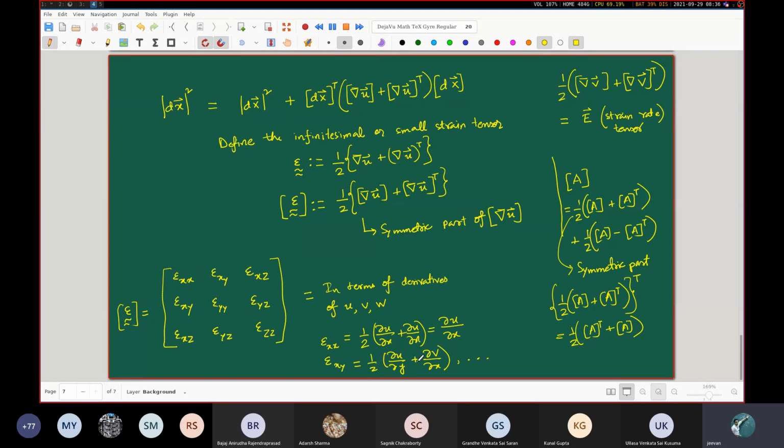So even without working it out, from this symmetry you can write down epsilon yz. Can you tell me what epsilon yz is going to be? Epsilon yz is equal to half of del v by del z plus del w by del y.